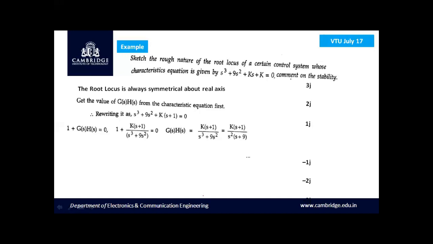Then let us follow the steps for the construction of root locus. Step 1 is to get the general information about the number of poles and zeros as well as the number of branches. Here in this example, if you look into the numerator, it is very clear that we have one zero at s equal to minus 1. So the number of zeros, Z, is equal to 1. And if you look into the denominator, we have s square times (s plus 9). So we have two poles at the origin, s equal to 0, 0, and we have another pole at minus 9. So the total number of poles is 3 in this case. Therefore, P is equal to 3.